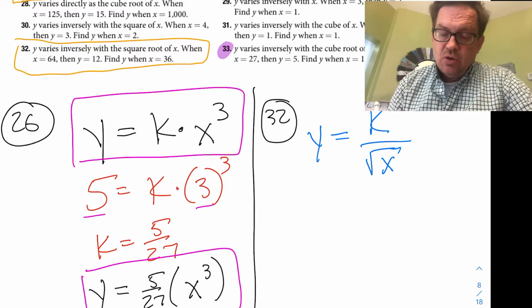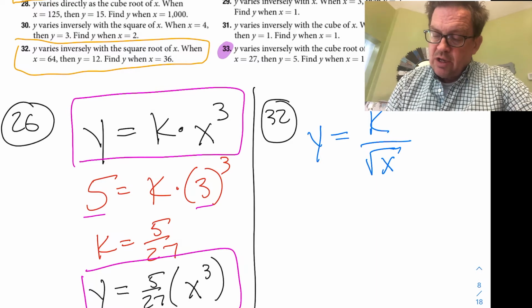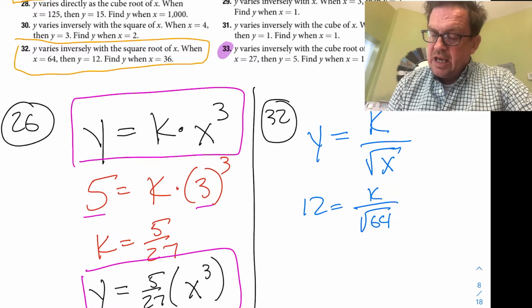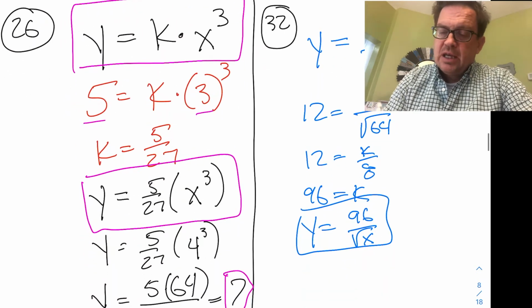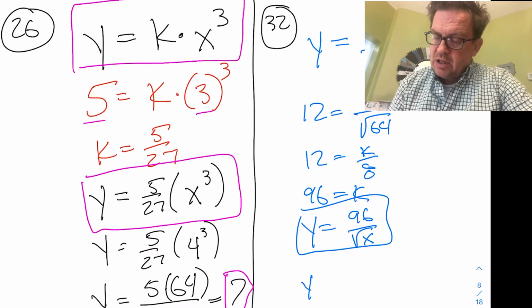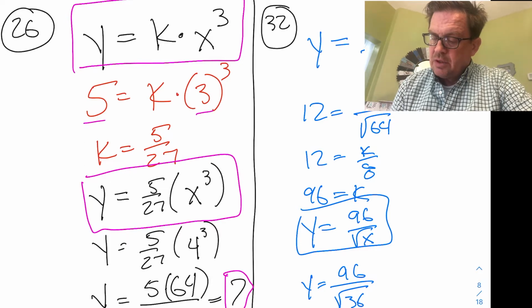So here they give you x equals 64, y equals 12. So you can plug that in and solve for k. So 12 equals k over 8, so 96 equals k. So you have your formula, 96 over the square root of x. That's your formula. And then they tell you to plug in some value, so let's say x equals 36. And so you can simplify that, 96 over 6, which is 16.